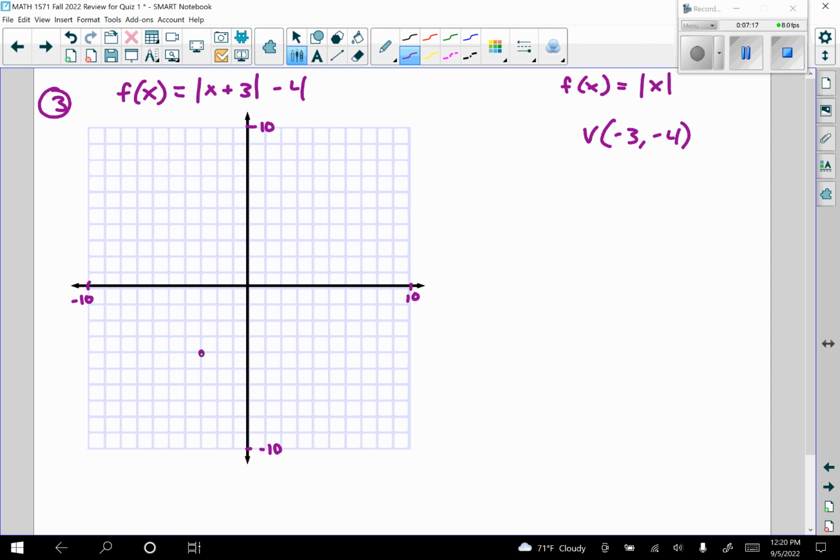So that's my slope as I count from the vertex: up 1, right 1, up 1, right 1, and so on. But on the other side, to get that V shape, I'm going up 1 but not right 1. To continue this down 1 and right 1 would just make the line. I have to go up 1 and then 1 to the left. That's what gives us our V shape. So there is our function.